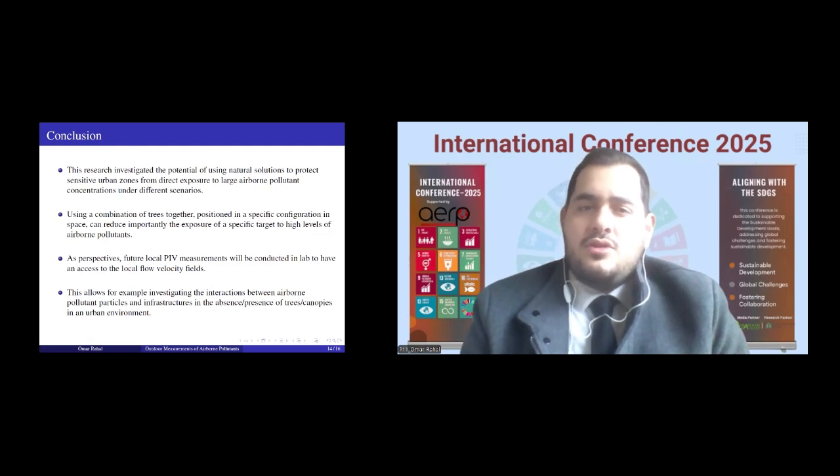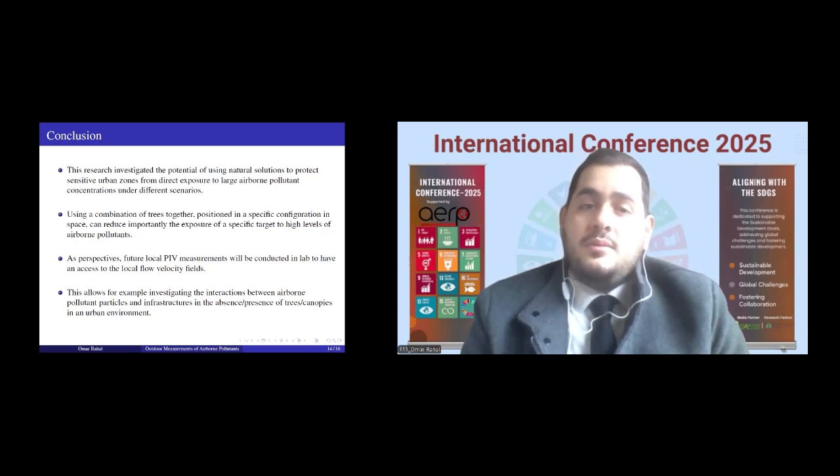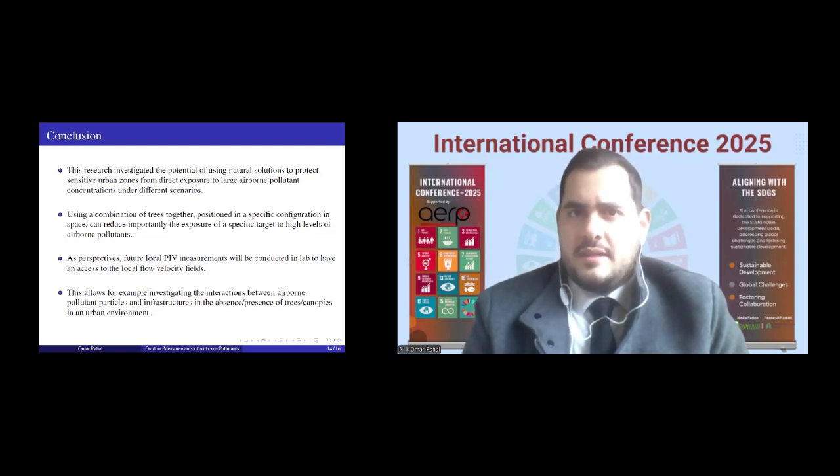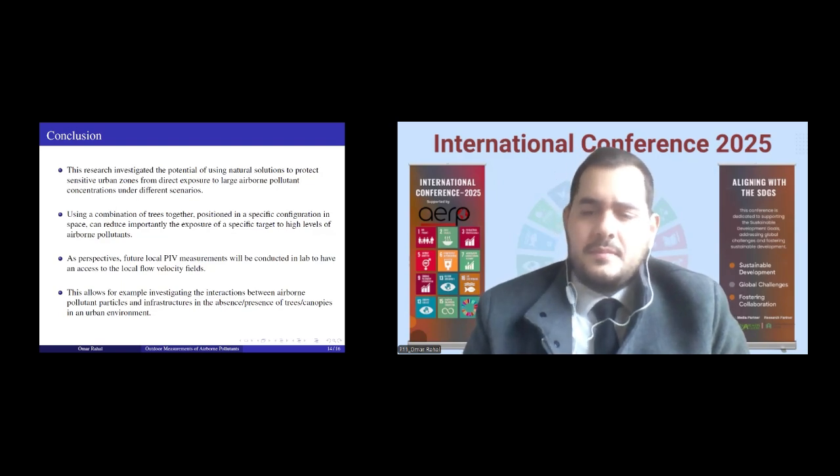And now for my future work, I will be conducting PIV measurements in a lab, and will need to measure local flow velocity fields and maybe use different types of particles, not just carbon dioxide, but also fine solid particles in the presence and absence of trees and their canopies.